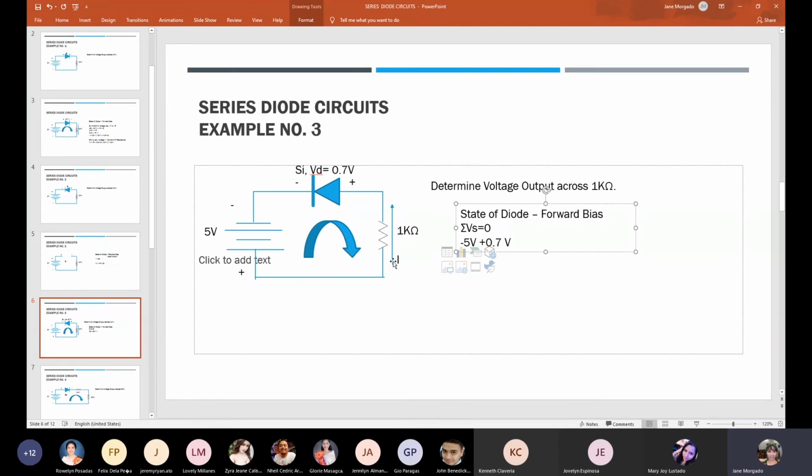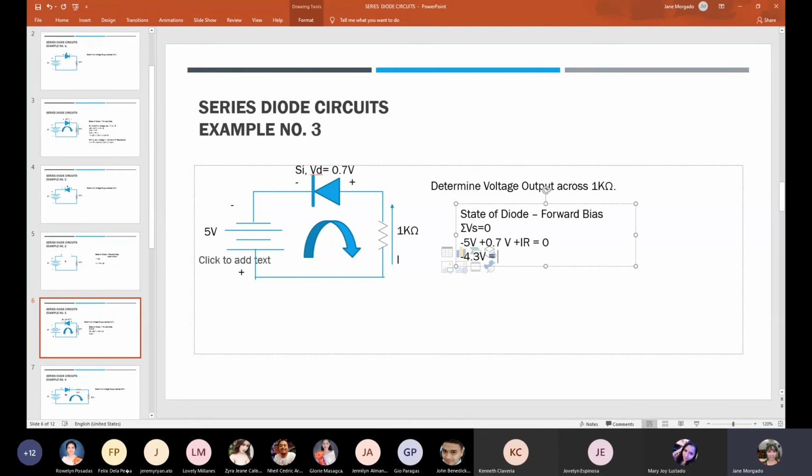And then, ngayon naman is, the direction of the loop is in opposite direction with the direction of the current. Because our assumption for current is that it flows from positive to negative. Pag ganyan, you have opposite direction, so we shall have a positive IR. Yung sign, pag opposite yung direction of the loop and direction of current, shall bear positive sign. Positive IR. So, negative 5 plus 0.7, so you shall have negative 4.3 volts.